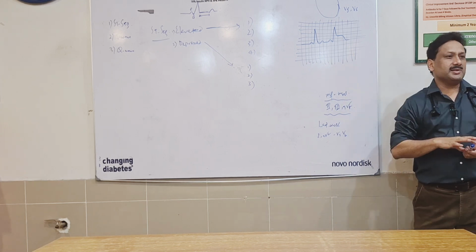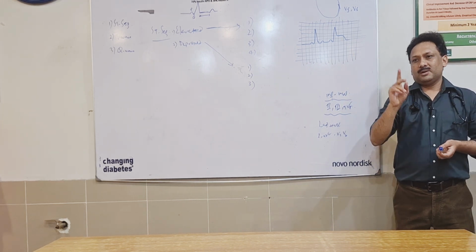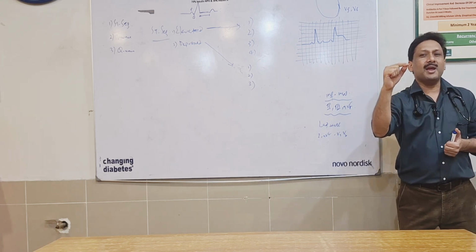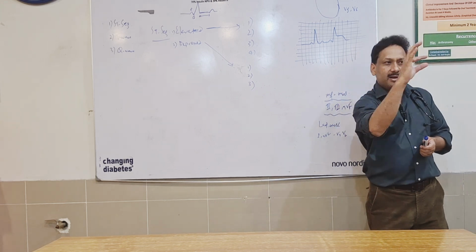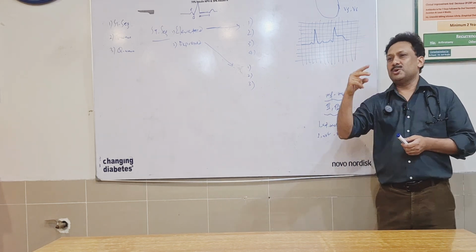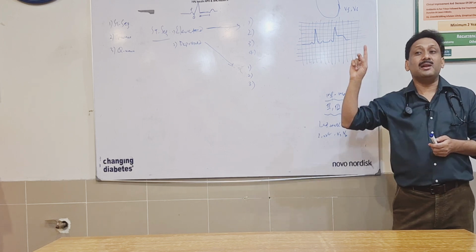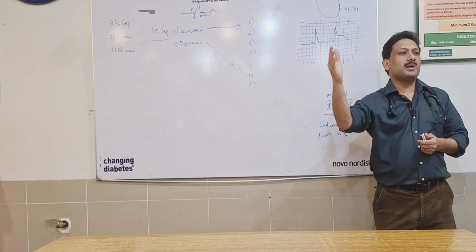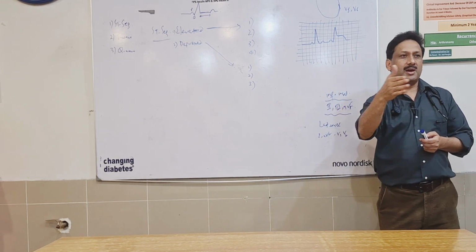So the second thing is, how much elevation should be there? In the setting of limb leads, more than 1 mm elevation. One small box on ECG represents 1 mm, right? So if the elevation is more than 1 mm in limb leads, and you understand by limb leads, what do you mean by limb leads? Lead number 1, lead number 2, lead number 3, and then AVF, AVR, and AVL.